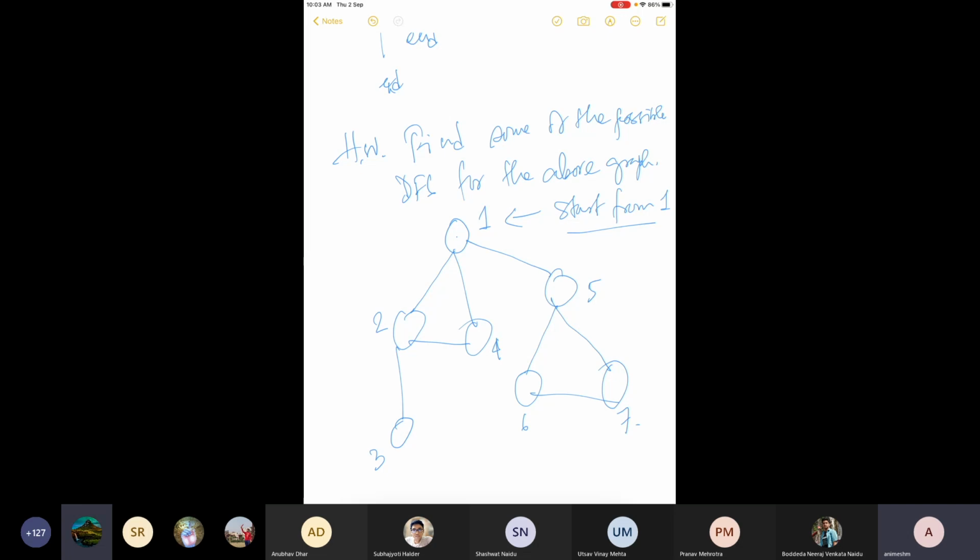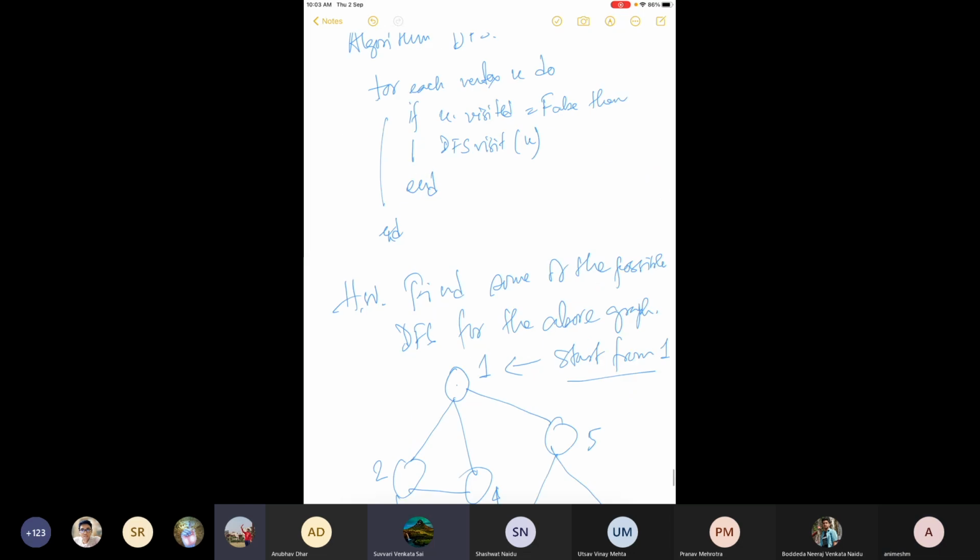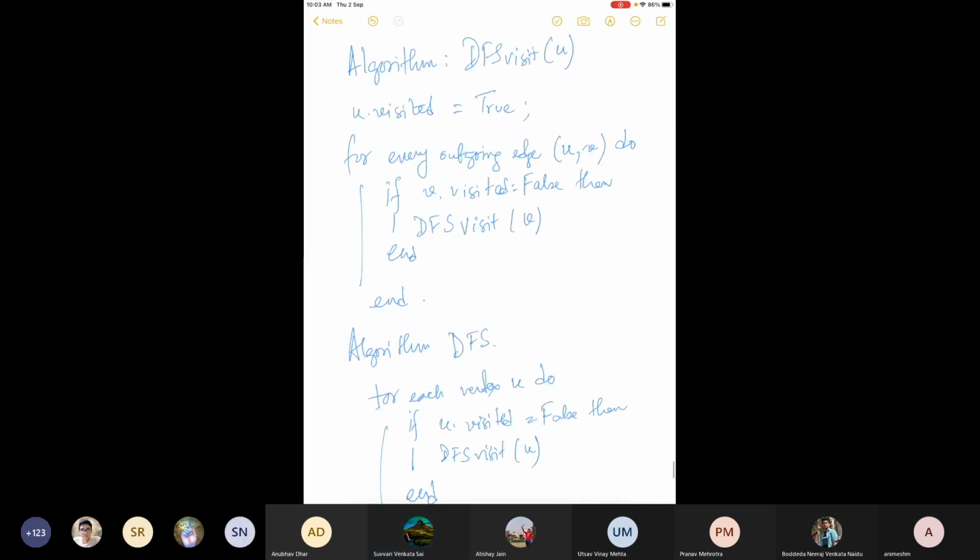Can you scroll up a bit? Can you show it once, sir? Inside the if condition, where u dot visited equals false, you should mark it as true, right, before calling the DFS visit. This is v dot visited equals false. Yes, sir. So we should mark it as true before calling the DFS visit. Why? As soon as you call DFS, this is a recursive function. Oh, okay, sir.